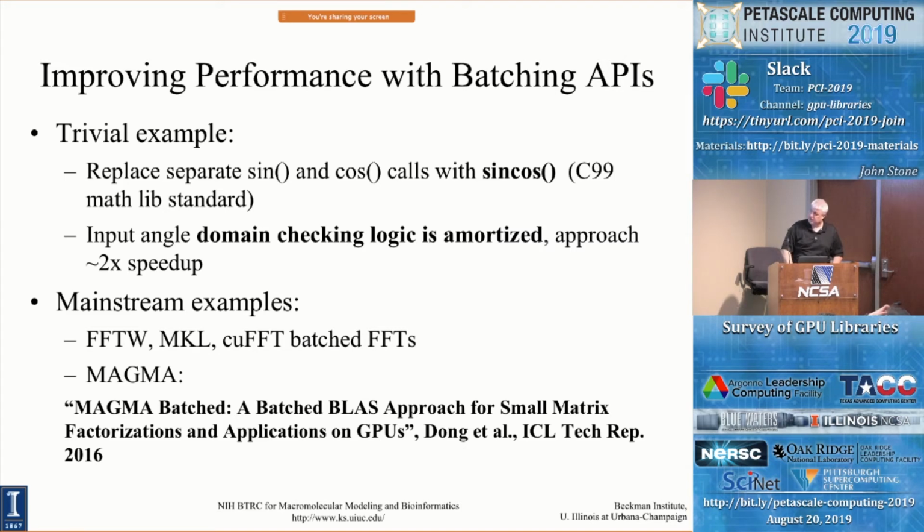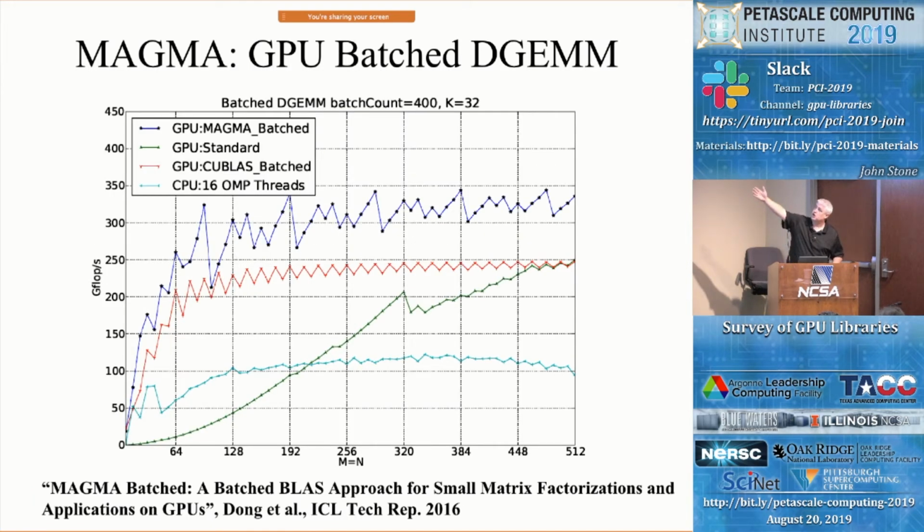And so I'll just give you an example. This is a paper on Magma by our friends at UT Knoxville. Here, down at the very bottom, you see the CPU with 16 OpenMP threads, and you see 3 GPU versions. The green one is what you normally expect, right? The performance is very bad towards the left hand of the chart.